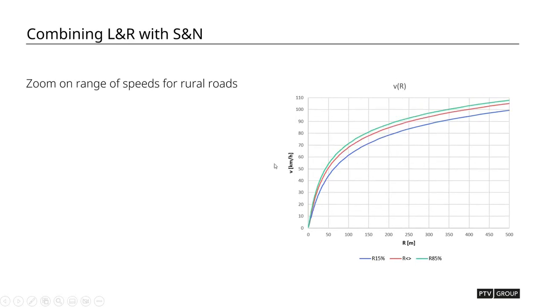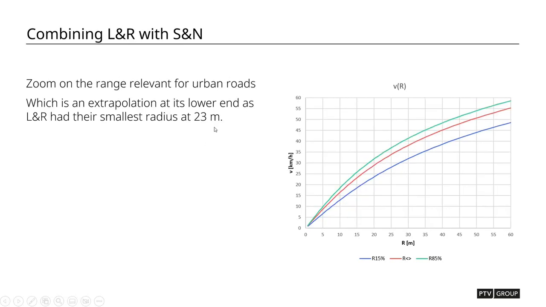Now zooming in on the speed versus radius on rural roads, 500 meters, it looks like that. There already you see it seems like there is a larger difference between the three percentiles. And zooming in on rural roads, it looks even larger. So here is the 50 meters where about the maximum lateral acceleration occurs.